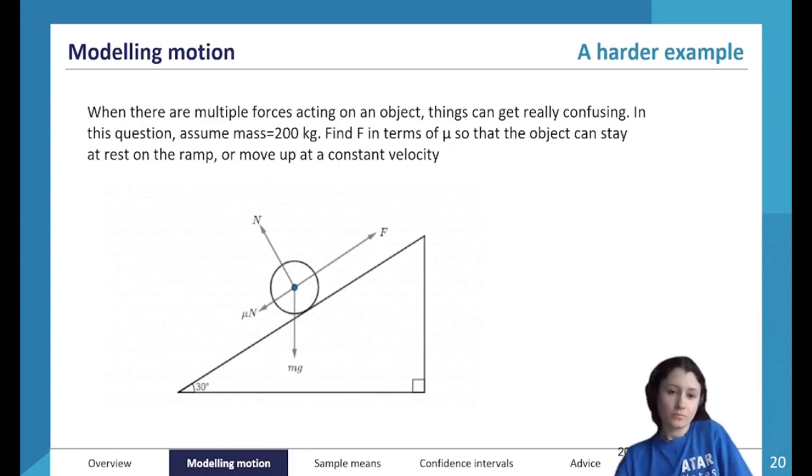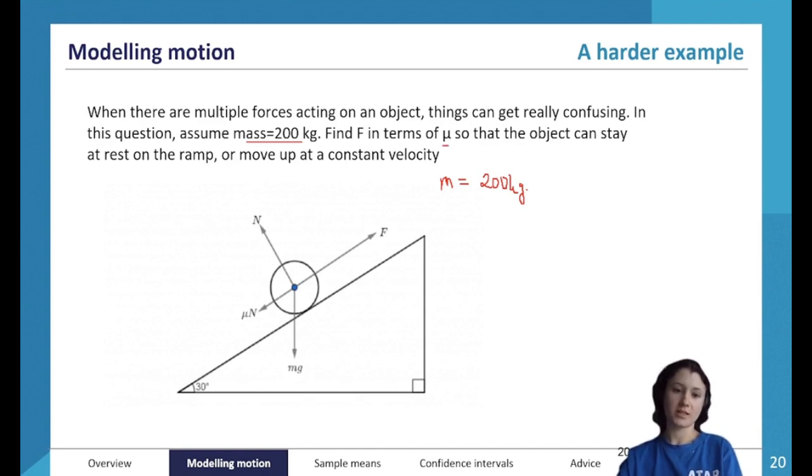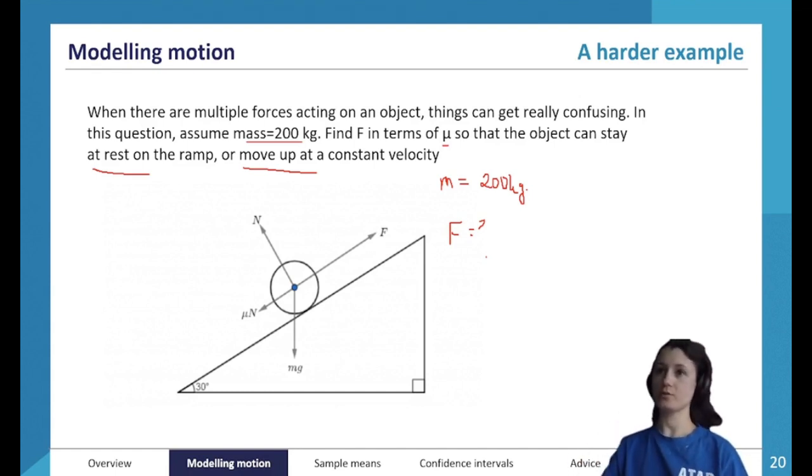So we have a mass of 200 kilograms here, that's what it tells us. We need to find F in terms of mu so that the object can stay at rest on the ramp or move up at a constant velocity. So all that's asking us is to find an equation where you have F on one side and on the other side you have a few constant numbers like 1, 2, 3 kind of thing and mu. Alright, we don't have any other unknowns or variables.